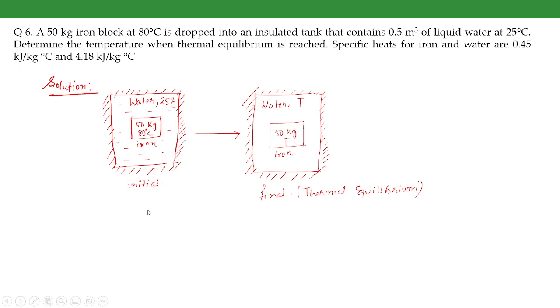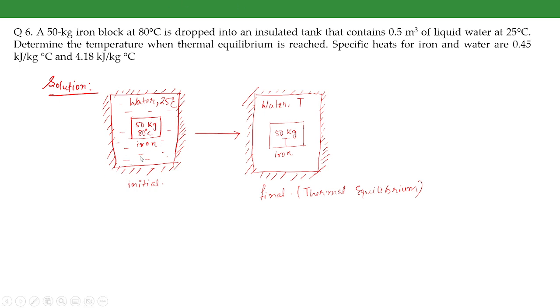Okay. So a 50 kg iron block at 80 degrees Celsius is dropped into an insulated tank that contains 0.5 meter cube of liquid water at 25 degrees Celsius. Determine the temperature when thermal equilibrium is reached. The specific heats for iron and water are 0.45 kilojoule per kg degree Celsius and 4.18 kilojoule per kg degree Celsius.